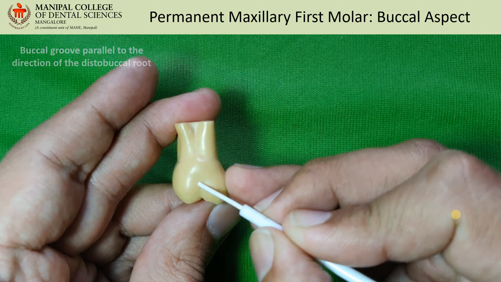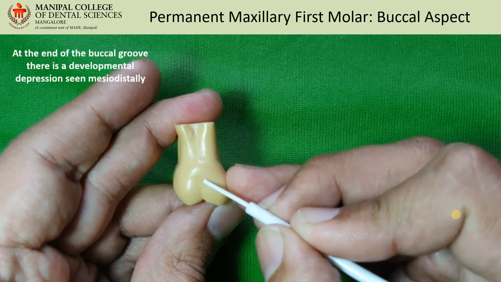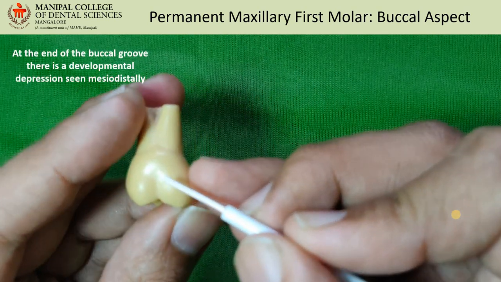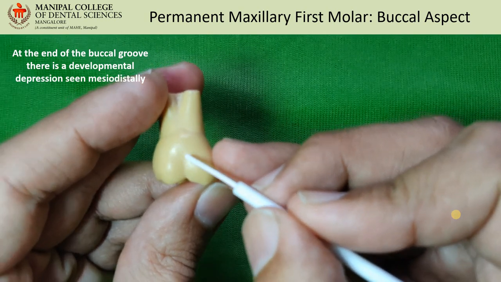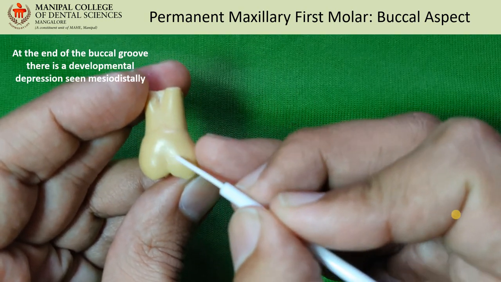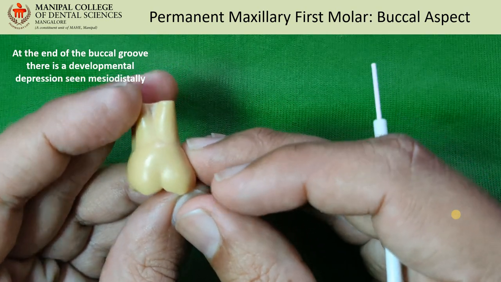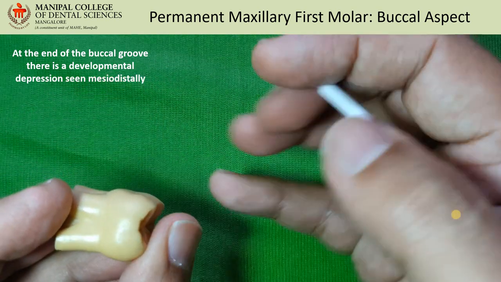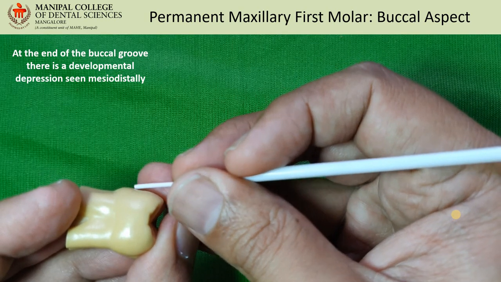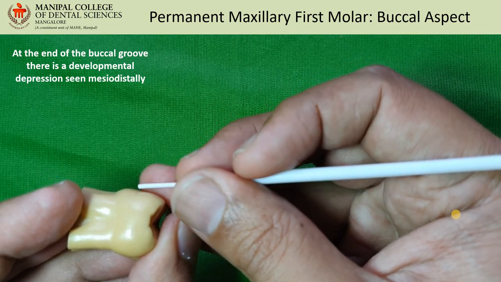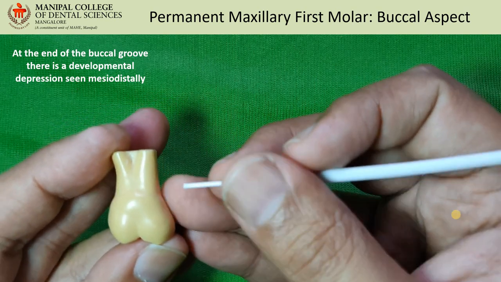The buccal groove ends somewhere in the middle of the crown, and at the point of ending of this particular groove, you will see a developmental depression in a mesiodistal direction. This may not be appreciated from the buccal aspect, but when you tilt the tooth to the distal aspect, you can actually appreciate a depression or a concavity in this particular area.